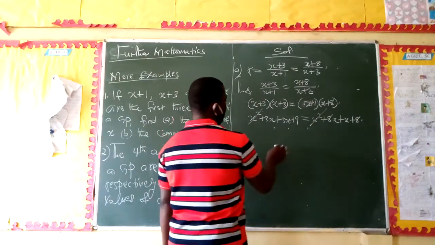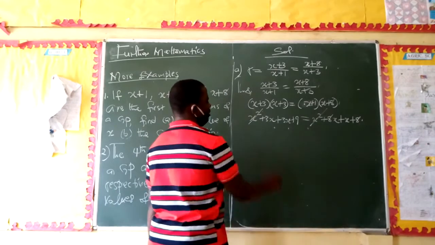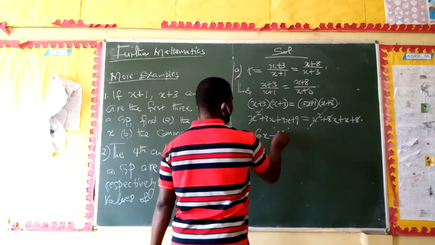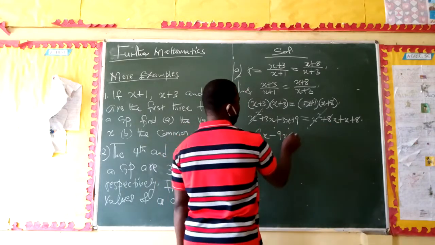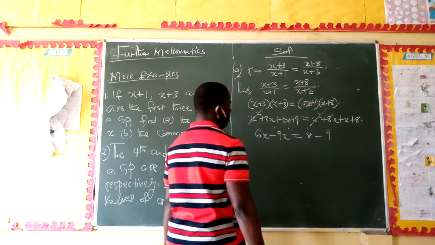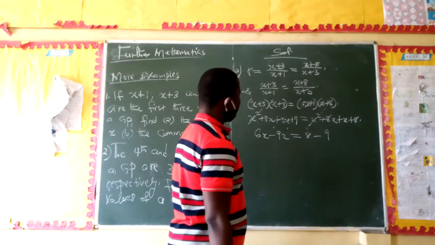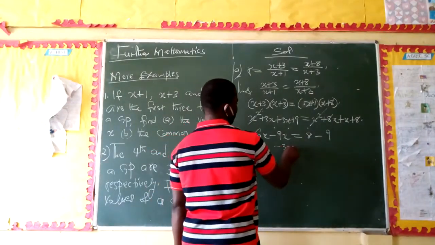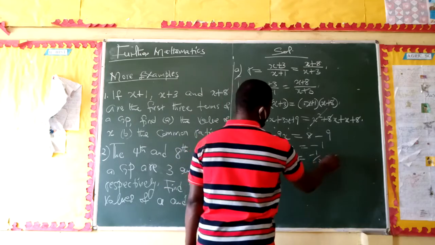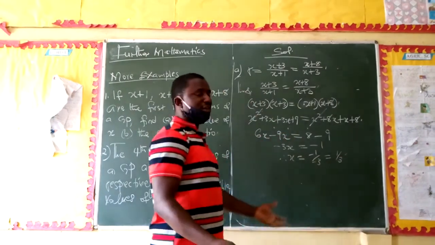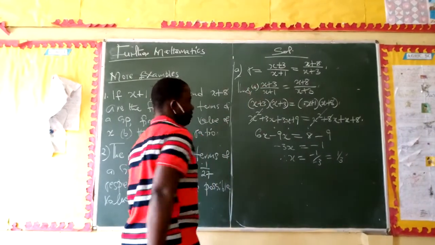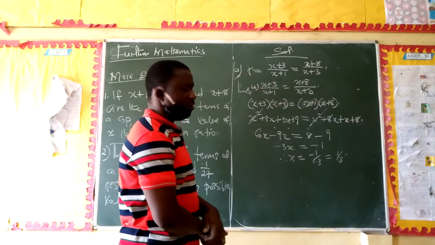Okay? Now we can collect further like terms. We have 6x, this and this is 9x, so 6x minus 9x is equal to, I leave this here, 8 minus 9. And so 6x minus 9x is going to be what? Minus 3x is equal to minus 1. And so x is equal to minus 1 over minus 3, which is equal to 1 over 3. So the value of x, that's A now. I've solved for A. x is equal to 1 over 3.